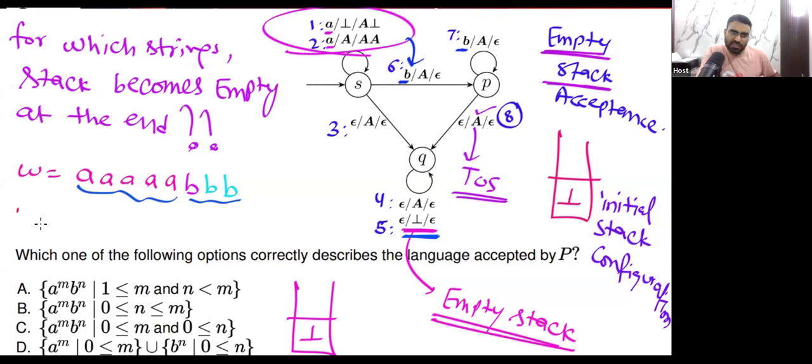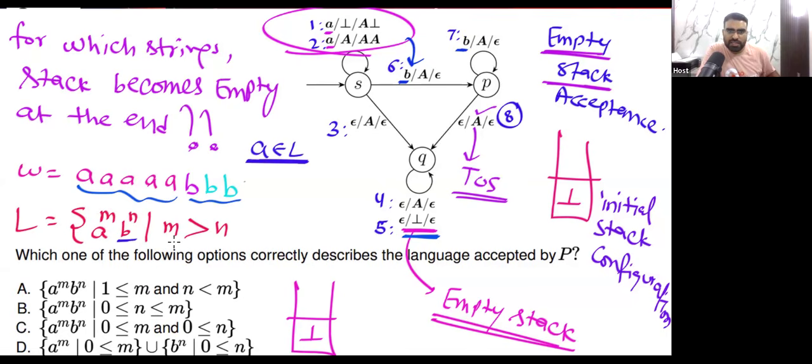So finally, if you notice, the language will be like this: a power m, b power n, where m must be greater than n, number of a must be greater than number of b's. And remember, number of b's can be 0, because this type of strings are also accepted, yes or no? For example, a is also accepted, a power 2 belongs to L. So that is the reason I can say that number of b can be 0 also. So this is the language.